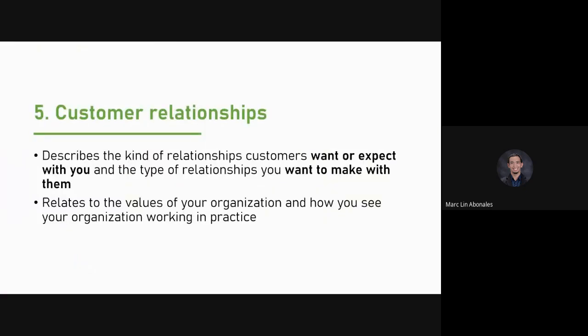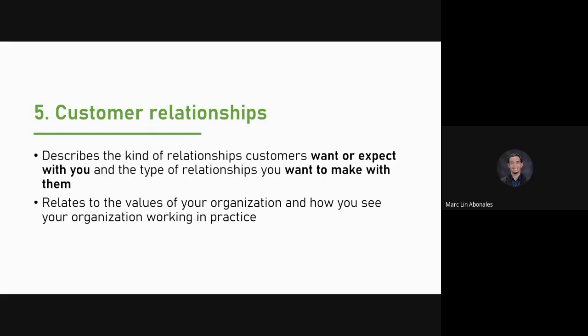Okay, so just a continuation. The next element is the customer relationship. It actually describes the kind of relationships customers want or expect with you and the type of relationships you want to be with them. So it relates to the values of your organization and how you see your organization working in practice. So if, for example, your values include collaboration and equality, you might want to establish relationships based on co-creation, listening, and community input.